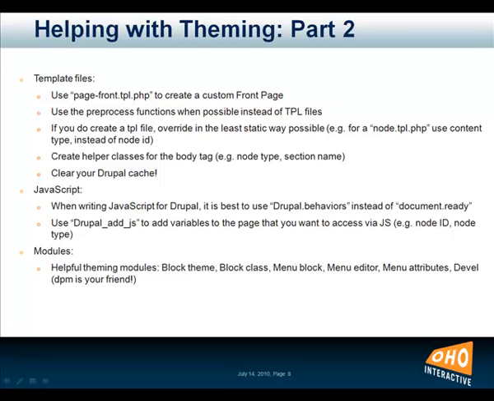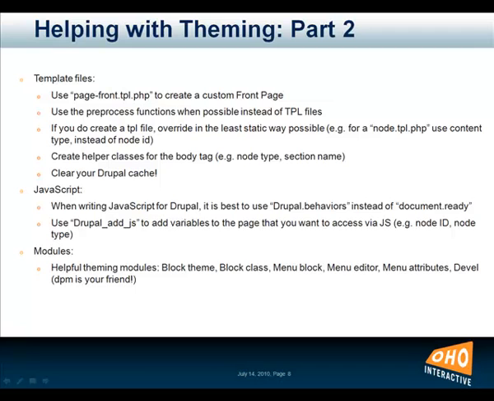The next item I'd like to talk about is using preprocess functions when possible instead of using TPL files. This has to do with overriding functionality and the output of your theme or themes that you're using in Drupal. There are two ways to do that. Actually, there's three. One is preprocess functions, one is using TPL files, and the third is to actually create a module. The two that we're going to go over are preprocess functions and TPL files.